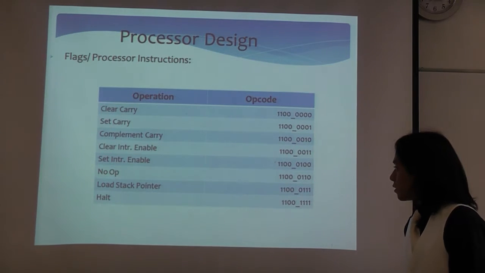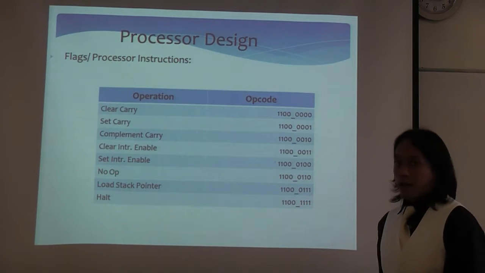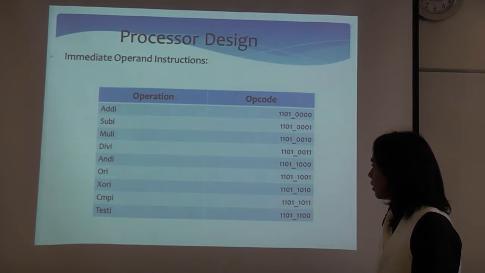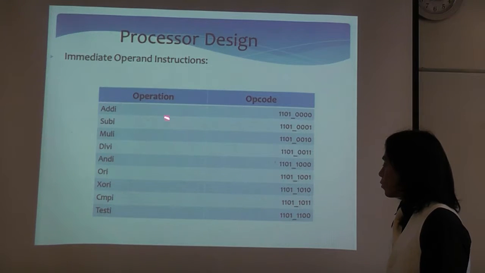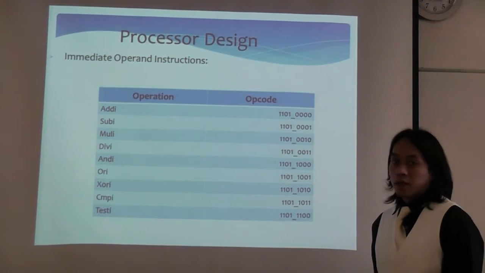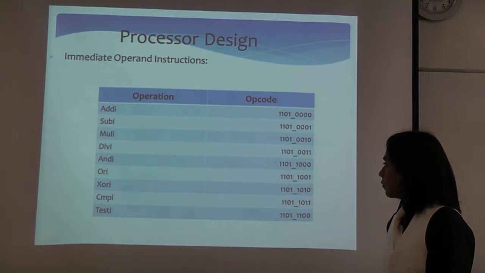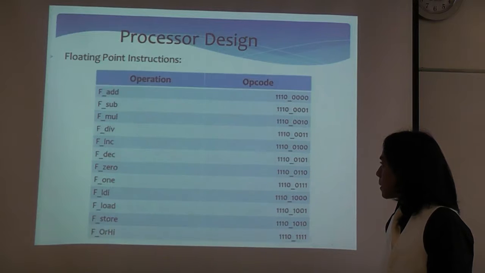Here are the flag processor instructions, which edit the CPSR. And then the immediate operator instructions, which use one source register and then the 8-bit immediate hex code that follows afterwards. And the floating point instructions.